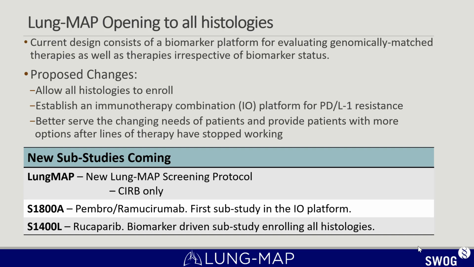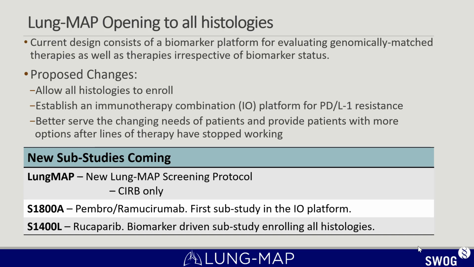So what is going on with LungMAP in the future? The really cool thing about LungMAP is we can adapt to the changing landscapes of what's going on out there in the real world. So what leadership is wanting to do is they propose that they're going to open up LungMAP to all histologies. They've also added a new platform, which is for IO combinations. So we are hoping that this will better serve the changing needs of the patients and be exciting for those patients, giving them a different option out there.